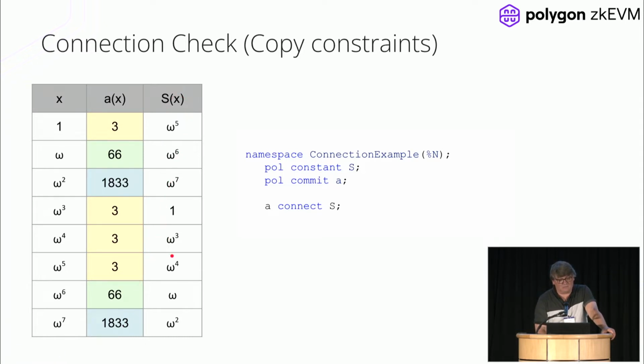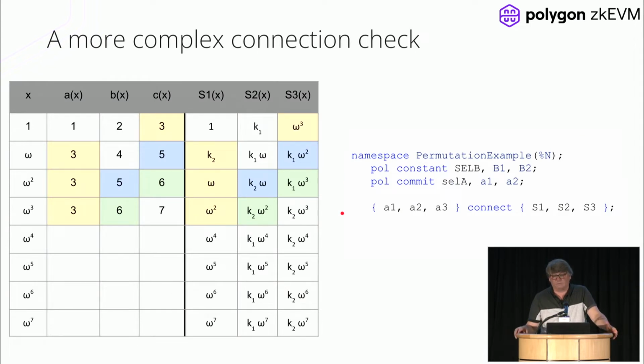Well, I create a permutation polynomial, which is the identity polynomial, but just with cycles on the positions that I want. For example, in this case, the sixth and the first are swapped, but if we have three, they are just shifted one to another. So we have the permutation polynomial, and in PIL, of course, the S in general is going to be a constant polynomial, a precomputed polynomial, and we just say A connects S. And again, we can also do that with multiple columns. If you have three columns, you can copy constrain from one polynomial to the other.